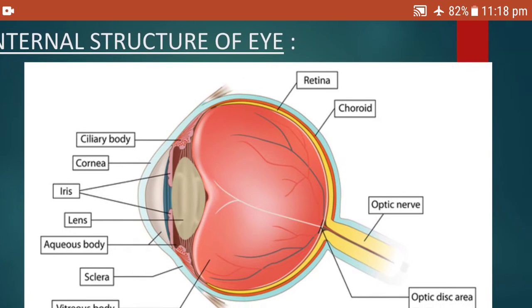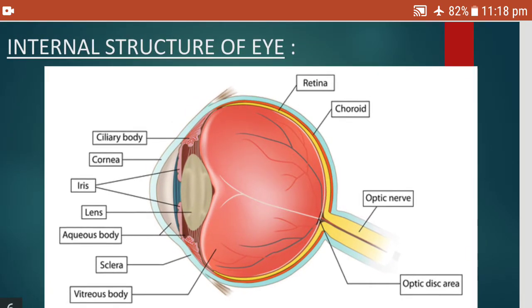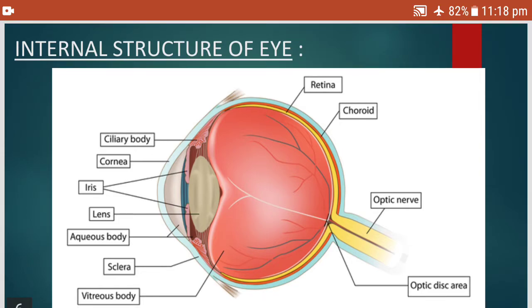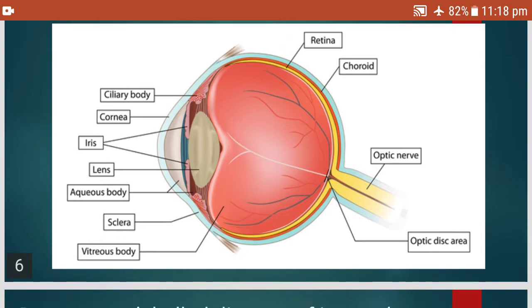There is again one more slide showing the same diagram. I have one video in which I have shown how to draw the structure of the eye. I'll send you that also.